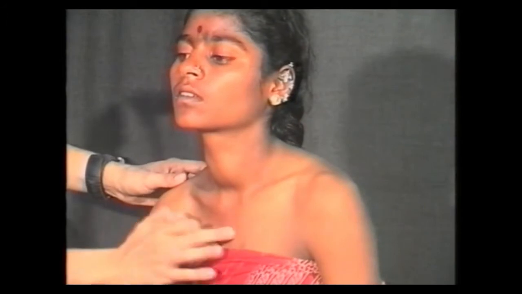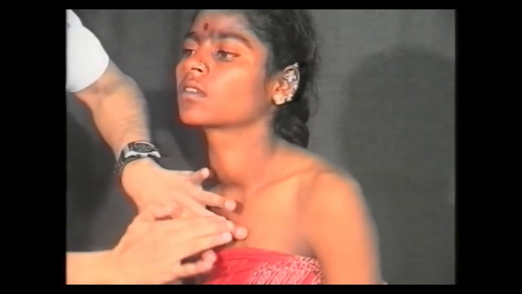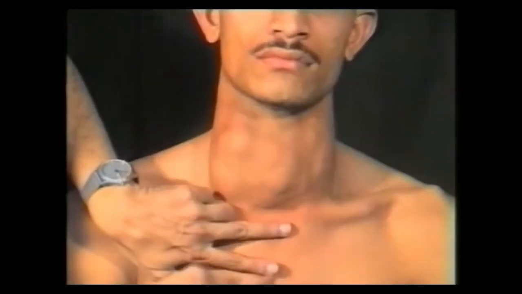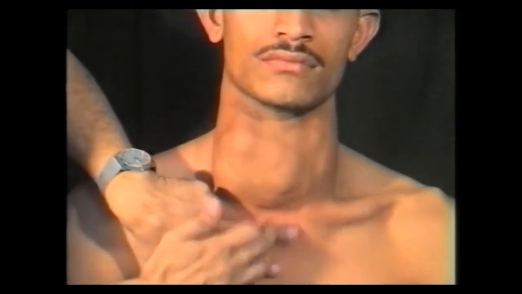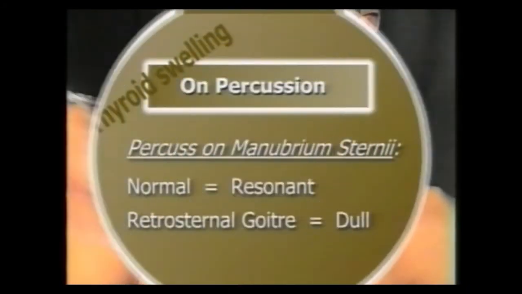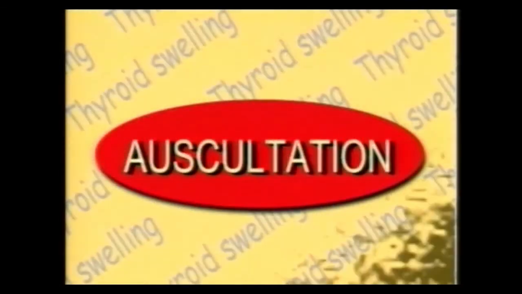Percuss directly over the manubrium sternae or use a heavy percussion stroke. Normally the note is resonant due to air in the trachea behind the manubrium sternae. If the percussion note is dull, suspect a retrosternal extension of thyroid, which descends between the trachea and the sternum and comes to lie between the manubrium sternae and the air column.